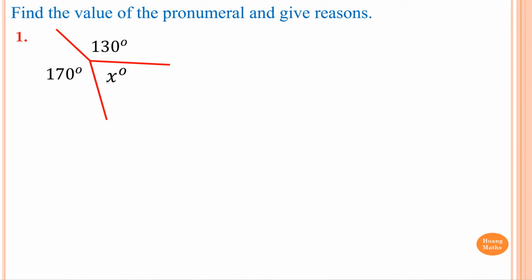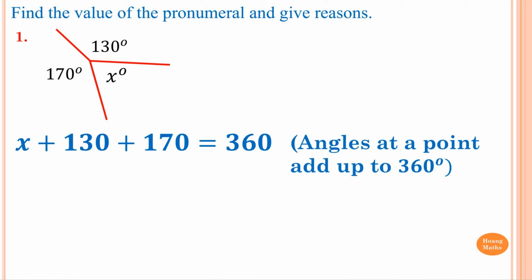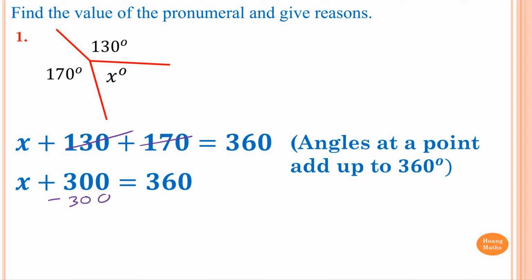First one. So we know that x add 170 add 130 is equal to 360. And the reason is angles at a point add up to 360. So now we just collect like terms by adding these together. So 130 add 170 is equal to 300. So therefore x plus 300 is equal to 360. So we get rid of this 300 by minusing it, and minus this 300. So that cancels out. So 360 minus 300 is equal to 60 degrees.